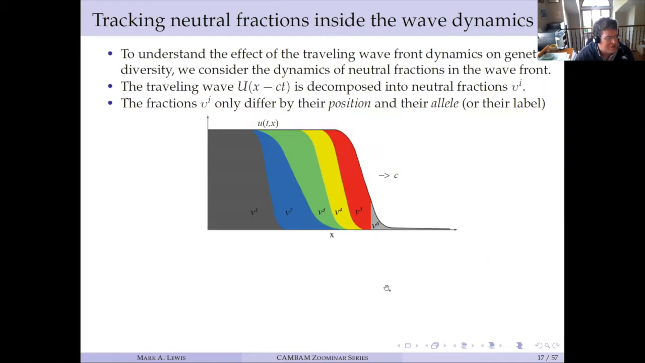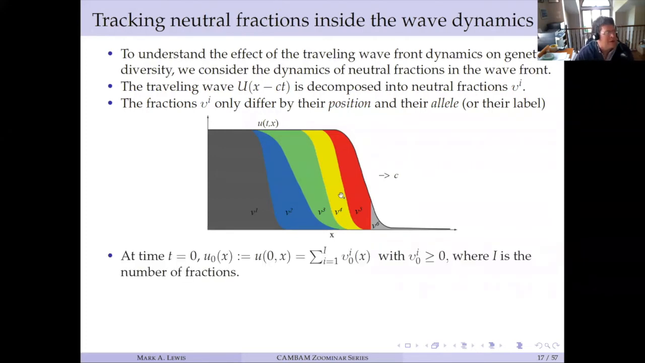And so we see a scenario that looks a little bit like this. This is a wave moving at speed c to the right, and gray is one type of genetic fraction and red is another, and so on. In the model, we're not going to confer any different genetic advantage or disadvantage to the different colors. They're just these neutral markers. So it's sort of a special case, but it turns out there's a lot we can do with this case.